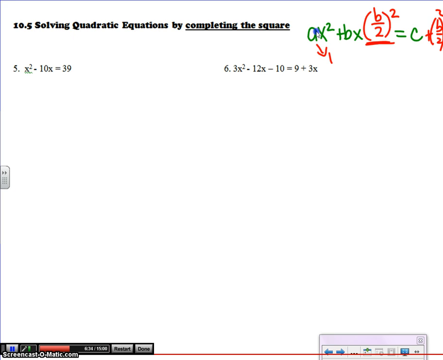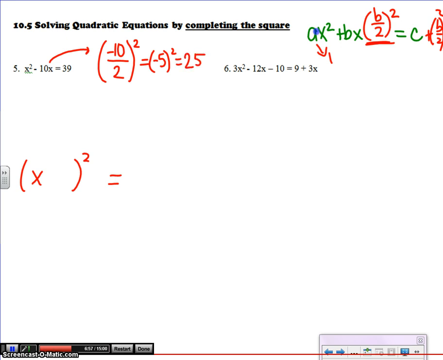So for number 5, we have it in the correct form. So we need to figure out what's going to make x squared minus 10x plus what number a perfect trinomial, because we want it to factor to be something here. Okay, so what we're going to do is negative 10 divided by 2 squared. Order of operations, that's negative 5 squared, which is 25. So that means the number that we complete the square with is the number 25. So we're going to go ahead and we have x squared minus 10x. We're going to add 25 to this side equals 39, and then we're going to add 25 to this side.